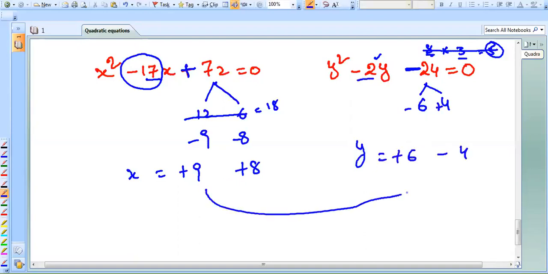Now this is more than these two values, greater than. 8 is also more than these two values, greater than. Then answer is x greater than y.